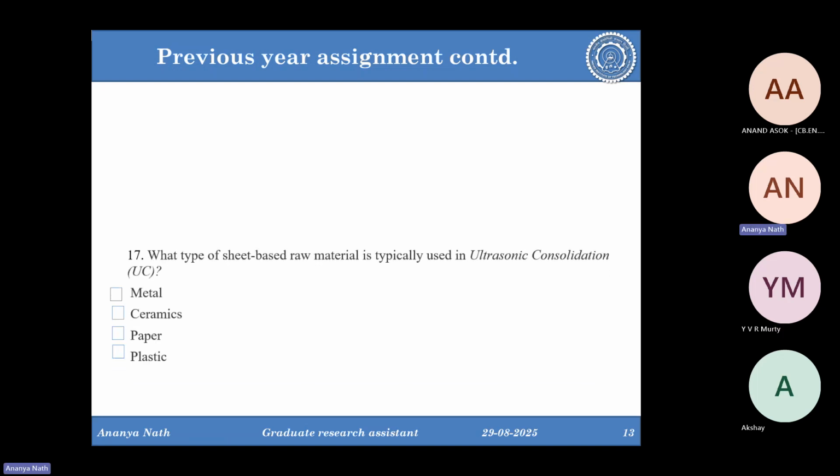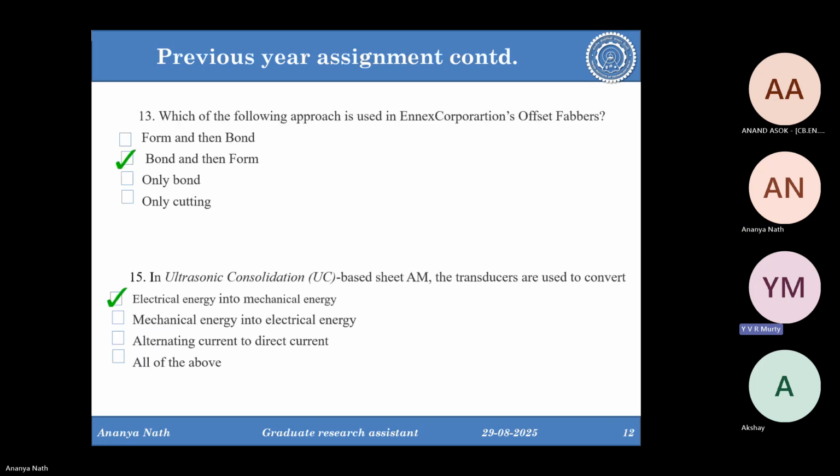Which type of sheet-based raw material is used in UC? It's very easy. So see, what about the earlier one? Annex Corporation. I think it is form then bond. It is the bond and form. It's written no here, knife we are using. Okay, it's a normal one. So it should be form and bond. Maybe the answer was wrong.